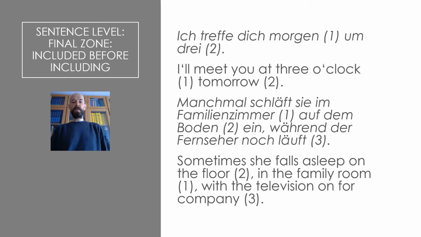What about this sentence here? Manchmal schläft sie im Familienzimmer, first adjunct, auf dem Boden ein, second adjunct, während der Fernseher noch läuft, third adjunct. Well, in English this would normally be, sometimes she falls asleep on the floor, which is included in the family room, so in the family room is next, and with the television on for company stays in the same position.